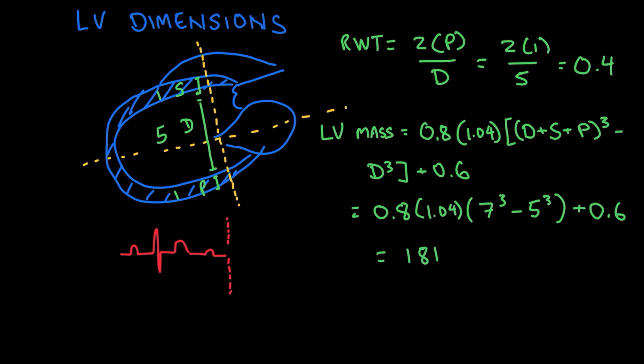grams. Now we like to express this as grams per body surface area. So if we assume a body surface area of 2 meters squared, this would become about 90 grams per meter squared, which is normal. The cutoff for males, anything above 115 grams per meter squared would be considered abnormal. And then for females, anything above 95 grams per meter squared would be considered abnormal. So roughly you can remember the number 100.